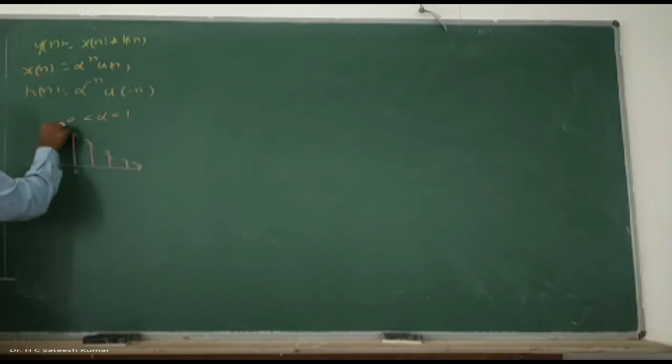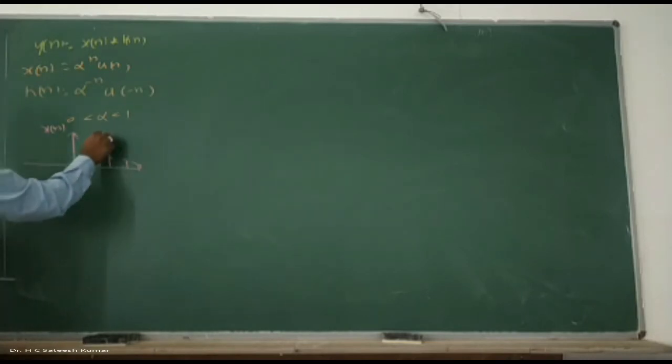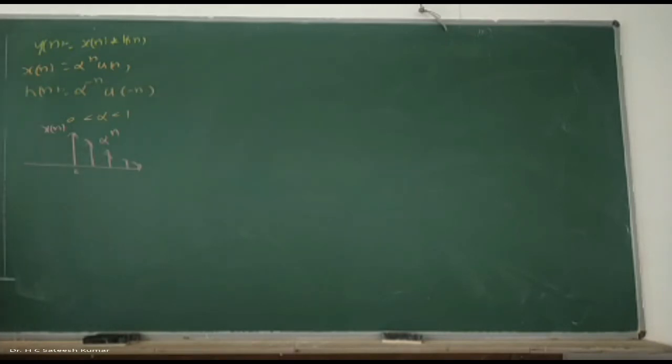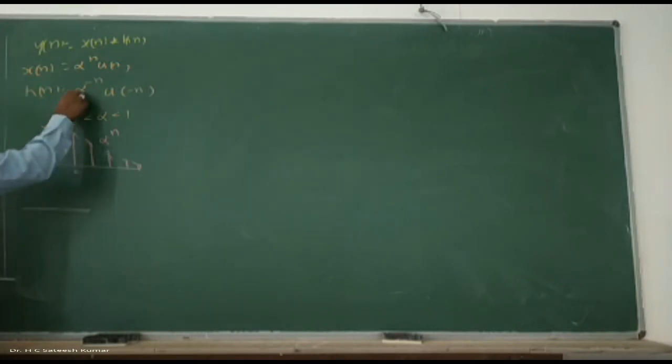This is your x of n. The variation is alpha to the power of n. The second one is alpha to the power of minus n. And what do we have? The folded version of it: alpha to the power of minus n into u of minus n. Okay, how to do that?